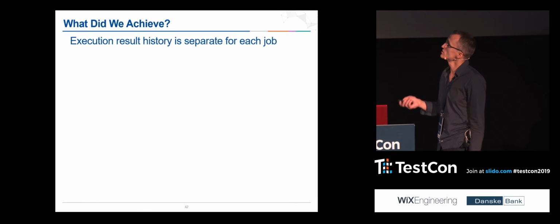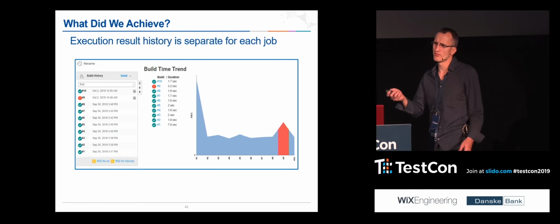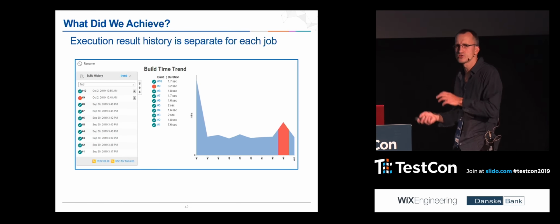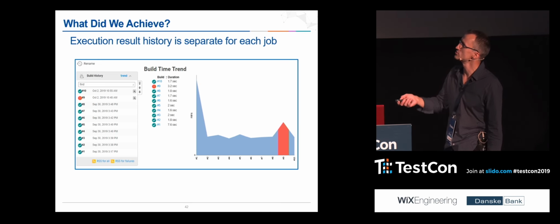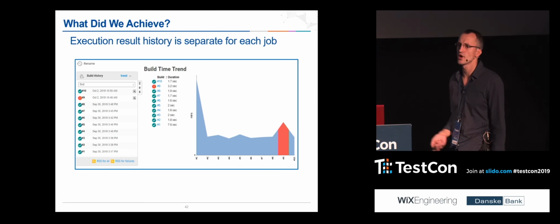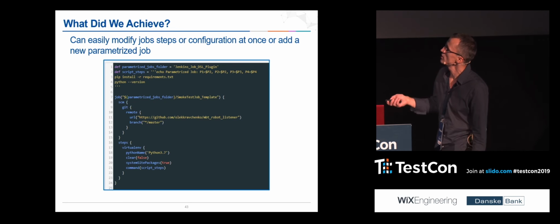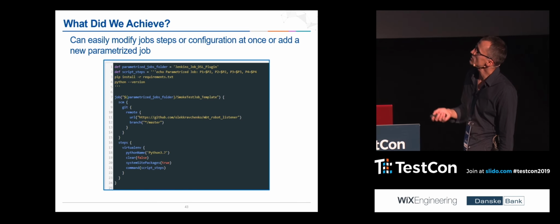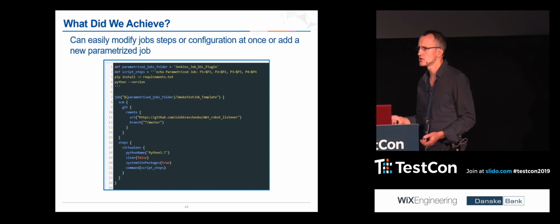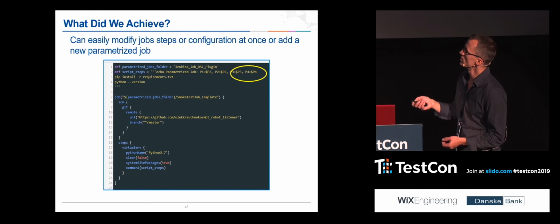Next, the execution history is separated for each job. So you may follow the trends, unless you are using some external servers that actually collect and present this information for you. You may just use Jenkins tools to examine the trends or some historical data. And also, you can easily modify job steps or configuration or add a new parameter just by modifying it in your template job.